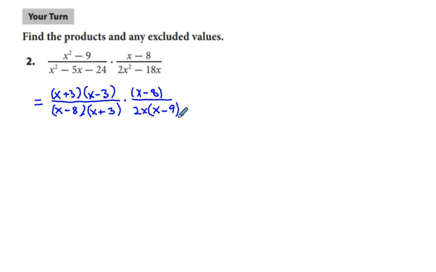Okay, and now since we have this multiplied together, we can have everything wrapped in parentheses. So we can now just draw a line segment connecting these, and we can just see what we have to cancel. We have this x plus 3 over x plus 3 cancel. This x minus 8 over x minus 8 cancel each other. So what do we have left? In the numerator we have x minus 3, and in the denominator we have 2x times quantity x minus 9, and that really should be it.